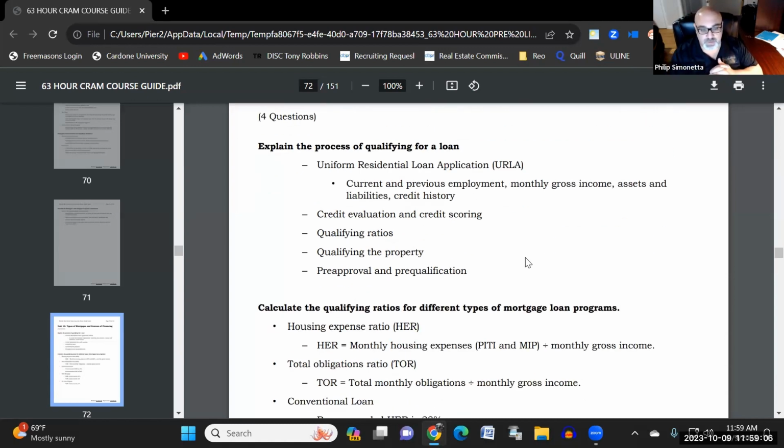Okay, so the first thing done is there's a uniform residential loan application, the URLA form. What it covers is the information for the people, the current and previous employment, monthly gross income, assets and liabilities, and their credit history. They do a credit evaluation and credit scoring. They verify their qualifying ratios to see how much house they can qualify for. They qualify the property, make sure the property is financeable, and they'll get a pre-approval letter or a pre-qualification.